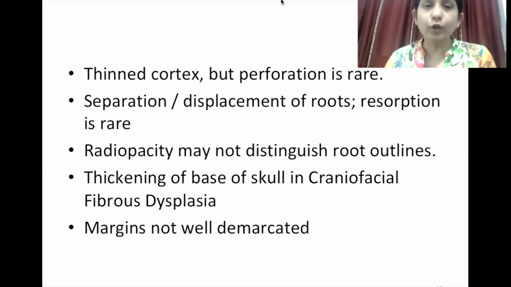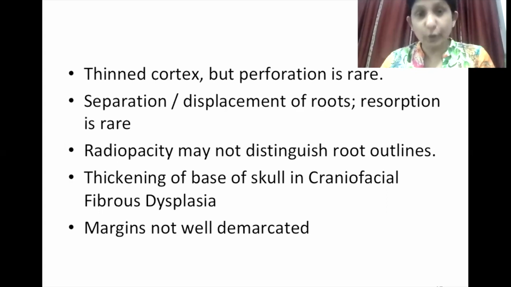So you will also find a thinned cortex, but perforation is there, as we saw in the picture as well. We did not see it perforating, but yes, there was a swelling of the buccal cortical plate. When you see it under the radiograph, you can also see separation and displacement of roots. And sometimes you will find teeth which are not erupted, because obviously the adjacent roots have displaced, and the tooth did not get space to erupt out.